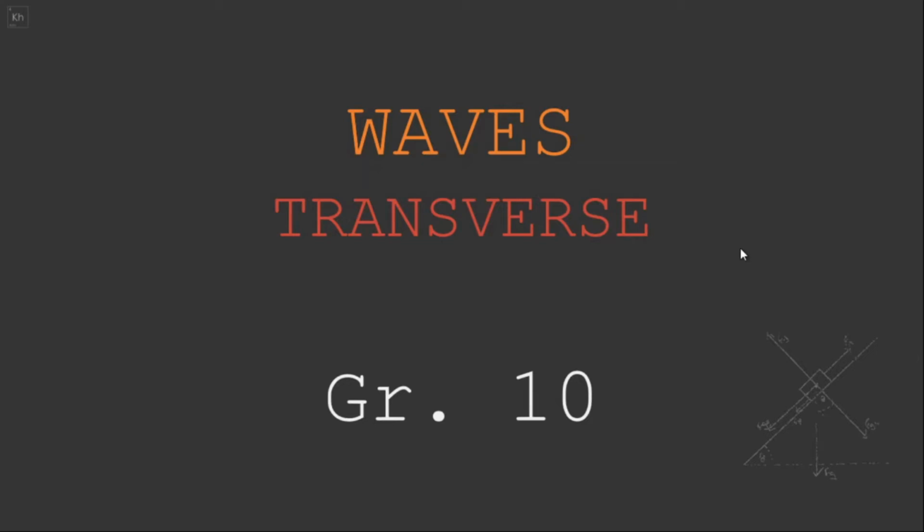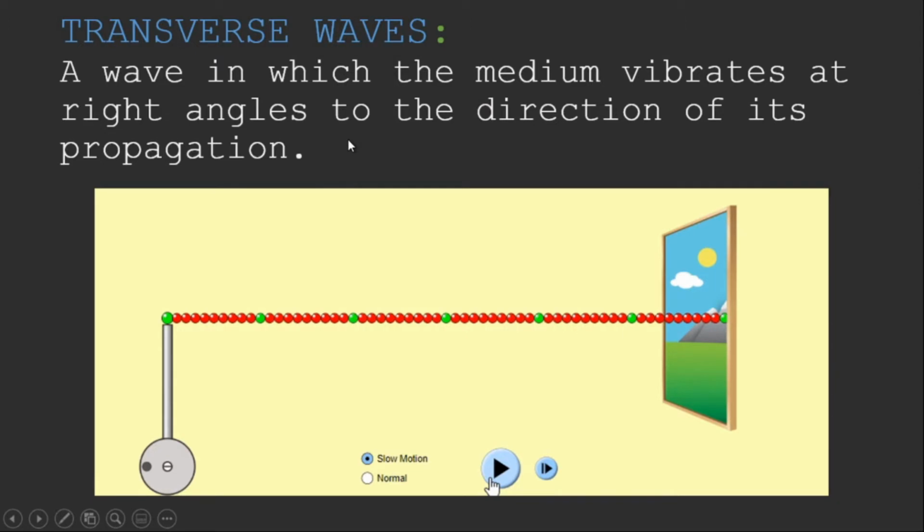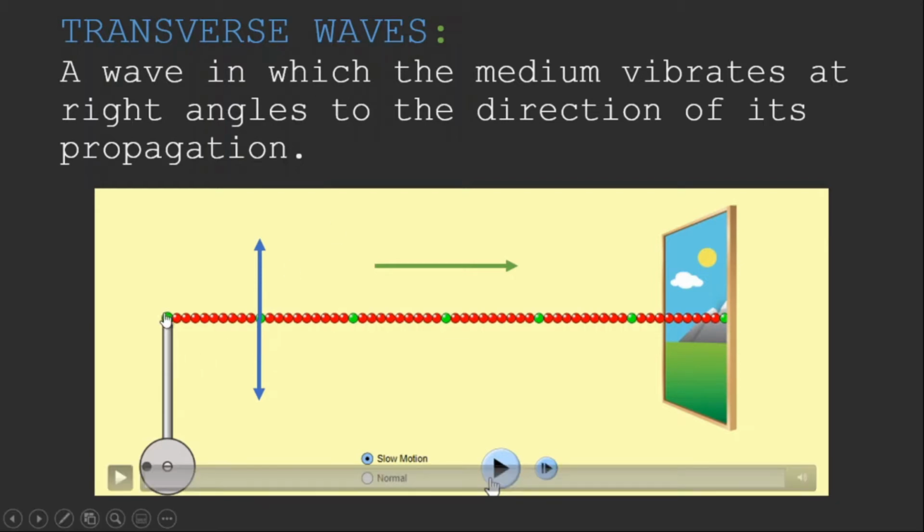Transverse waves. Now, a transverse wave. A transverse wave is a wave in which the medium vibrates at right angles to the direction of its propagation. The whole point about waves is that if we make a disturbance over here, it will then transfer that energy through the particles in that medium. Now, in this case, this medium is obviously our string.